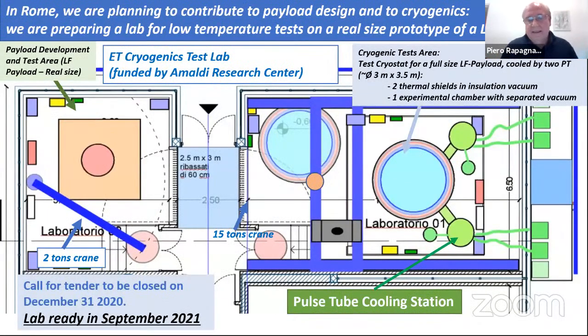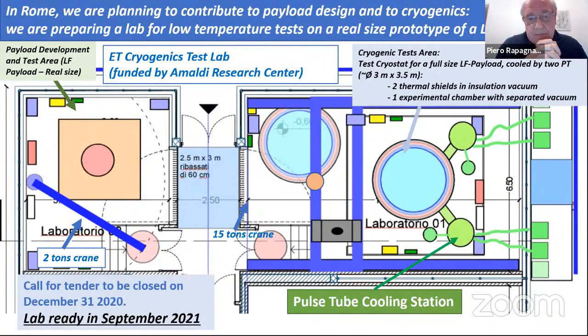So what we are going to do in Rome is prepare a lab to test a real size payload once the scheme has been found, and we have a tentative scheme of the low frequency payload for ET. This is a lab that has been financed by funds of our Ministry of Education, and we should be ready by the end of September 2021.